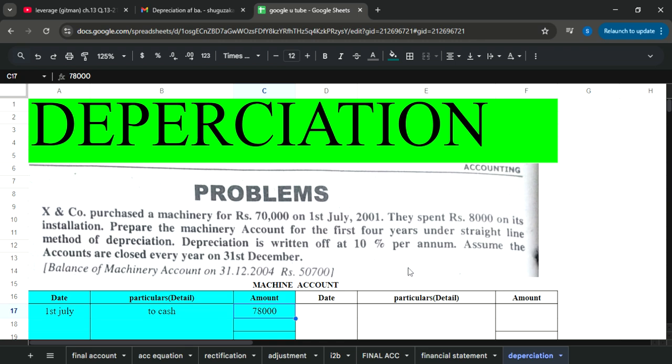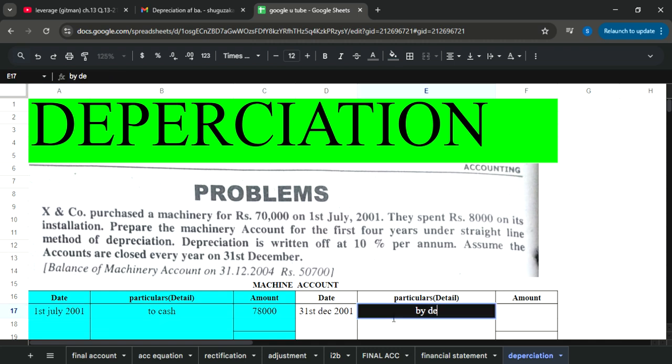It means you will always be calculating depreciation upon original cost. So due to depreciation, asset value would be decreased. That should be written on the credit side, decrease in asset. But when 31st December, and the year which is mentioned over here is 2001. Similarly, we need to put the year over here as well. So 2001, 2001. At this place, what will happen?